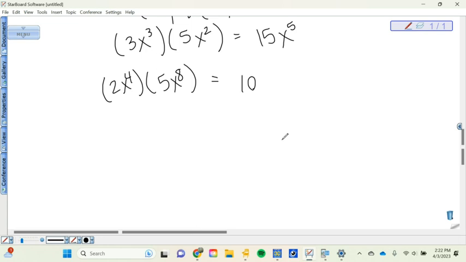Okay, back to this. x to the 4th times x to the 8th. It's literally 10x12. I do 4 plus 8, which gives me 12. What's wrong with this? You forgot the x.